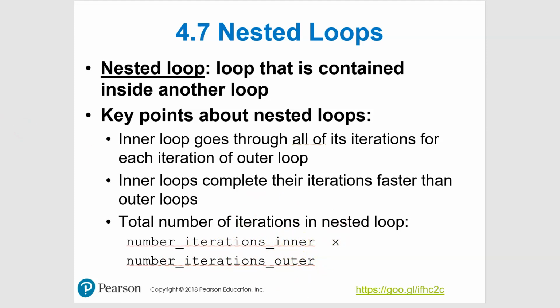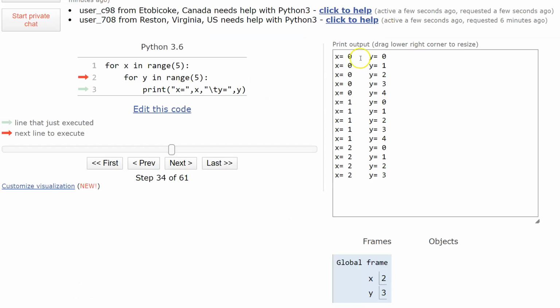So if we say how many, and I'll go back over here. How many lines will we have in here? How many times will this run? Well, it's going to go 25 times because we have 5 times 5.